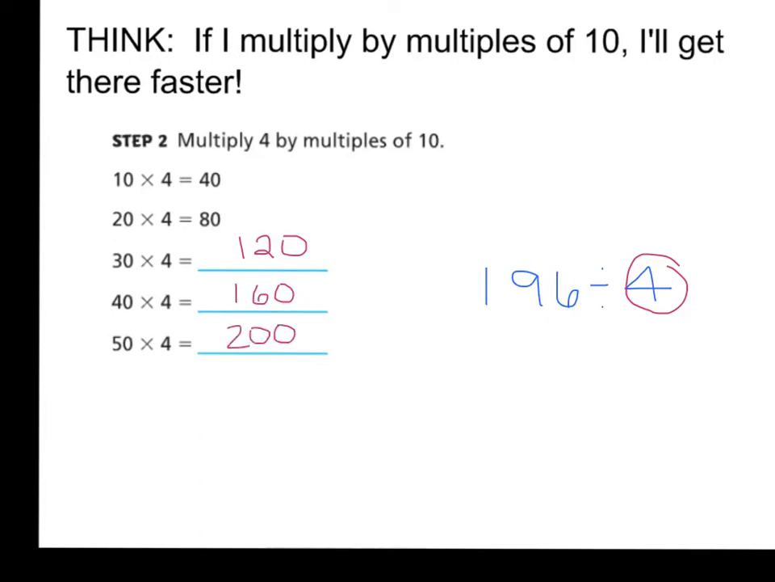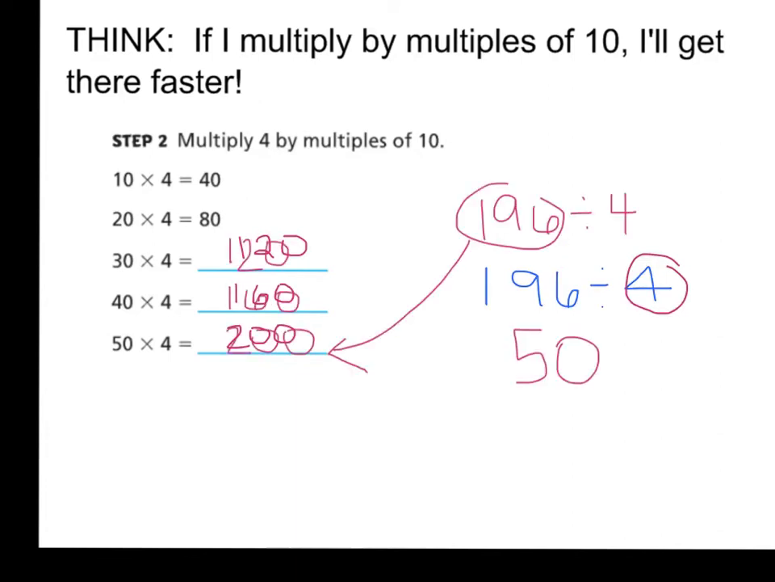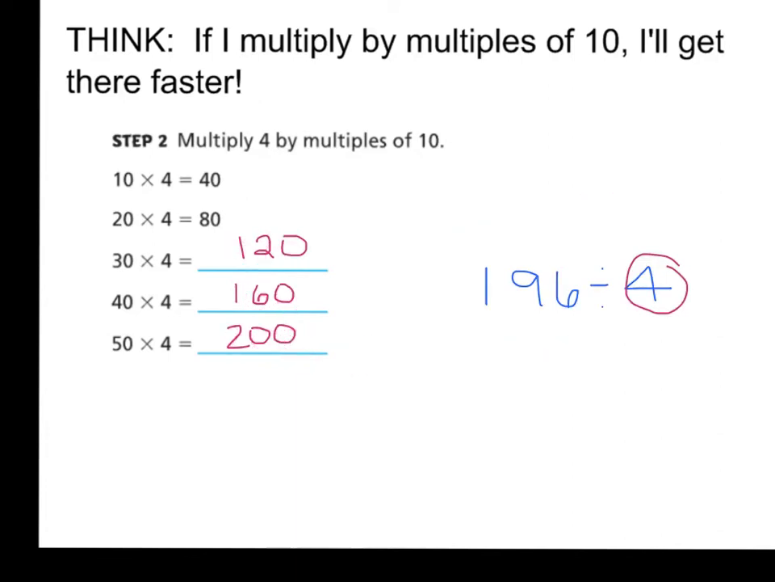Wow, I got there a lot faster than counting by 4s. I did it by multiples of 10. And I know that 50 times 4 is 200, and 200 is really close to 196. So I could say that 196 divided by 4 is about 50. That would be my estimated quotient.